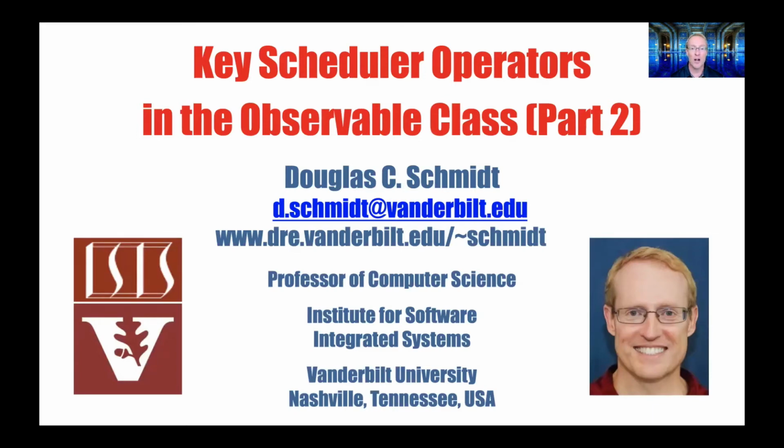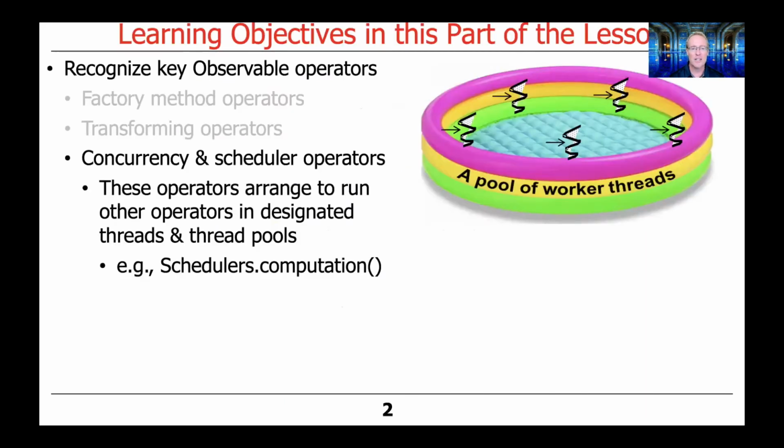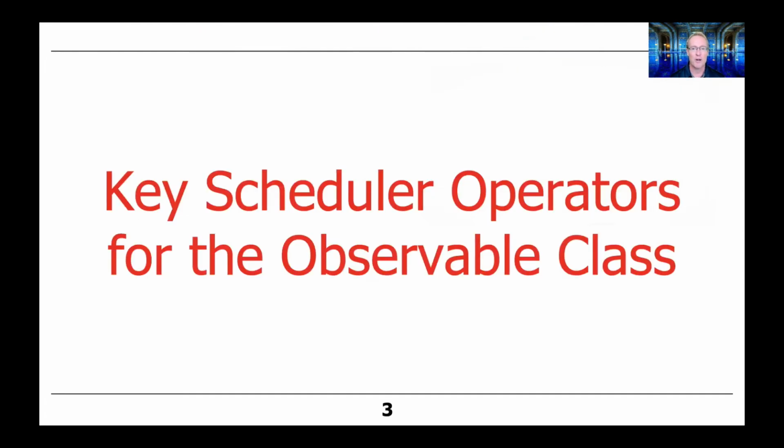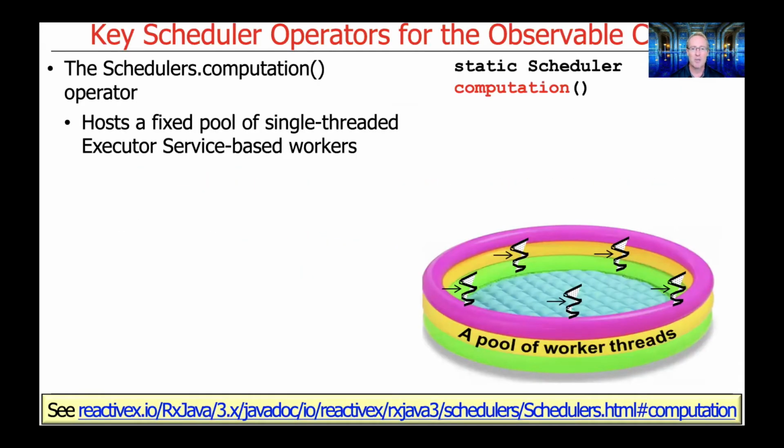Welcome to part 2 of our discussion of key scheduler operators that are defined in or used in conjunction with RxJava's Observable class. In general, these operators are arranged to run other operators in designated threads and/or thread pools. And we'll be talking here about the scheduler's computation operator. The scheduler's computation operator hosts a fixed pool of single-threaded executor service-based workers.